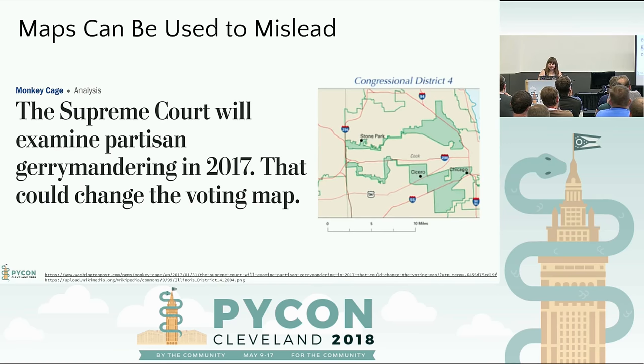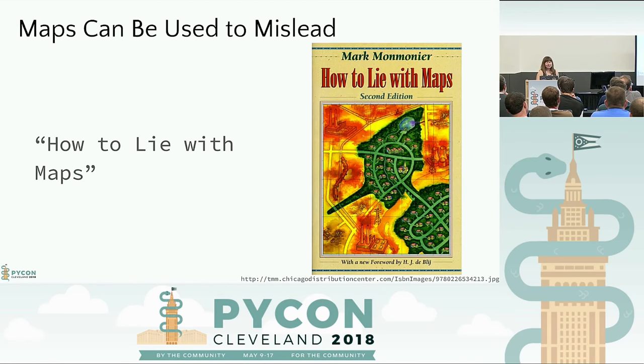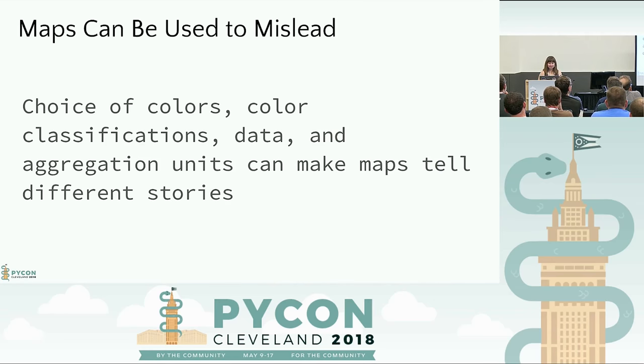And maps can be used to mislead intentionally, like in the case of gerrymandering. Politicians like to fiddle with their areas to maximize the chance that they'll be reelected in the future, making these really ridiculous-looking jurisdictions. And there's a whole book on how to lie with maps, which I've read, and it's actually more just to teach you how to make better maps and how to watch out for things that you might encounter. But overall, the choice of the colors you use, the way you classify data, and any aggregation units that you use can make your map tell a different story.